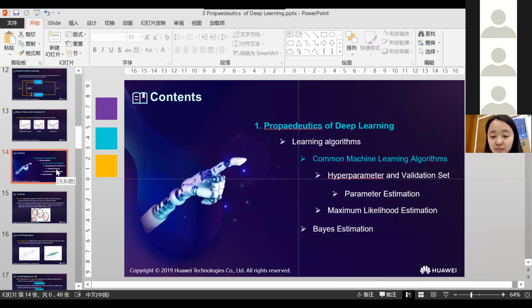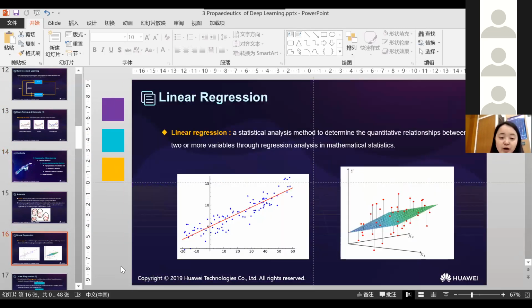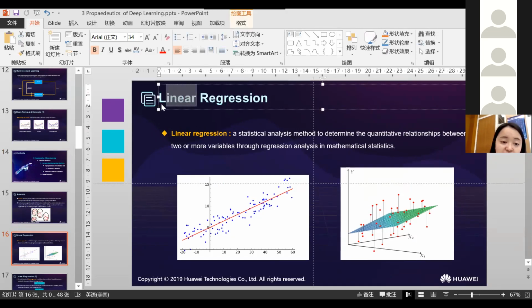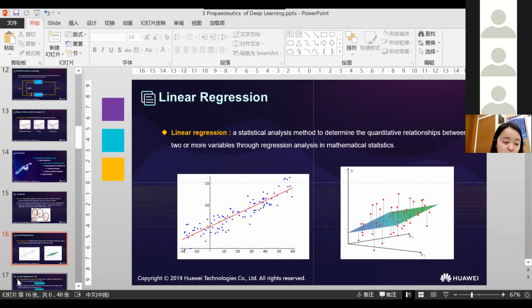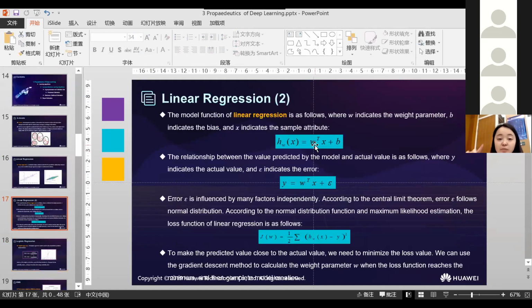And then in the next section, we talk about some commonly used machine learning algorithms. The first algorithm we talk about is the linear regression algorithm. Linear regression is of course an algorithm to solve regression problems. So the output value will be a continuous value, continuous numbers. And here, linear means we will use a linear model, like this wx plus b. We will use this linear model to make predictions.